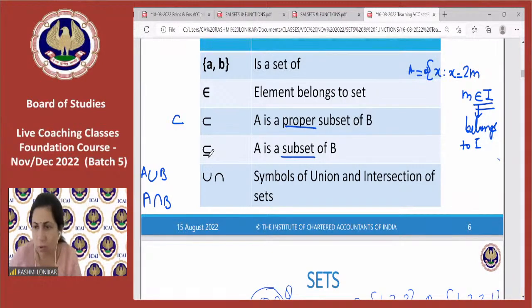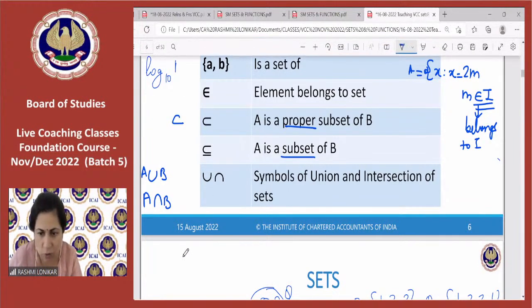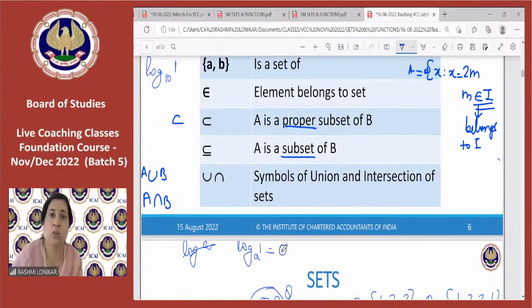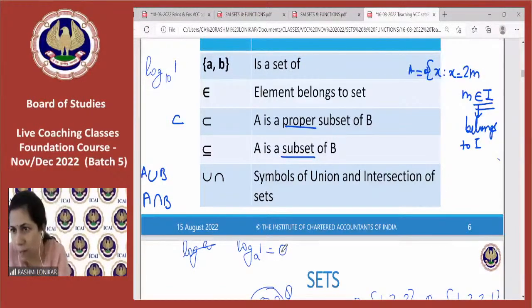Himanshu, log 101 is not there. It was log 1 to the base 10. That is what I'm saying. You have to pay very close attention to your first chapter. Log 1 to the base 10, it is not 101. Remember, your teacher must have told you log 1 to any base is always equal to 0. Okay?